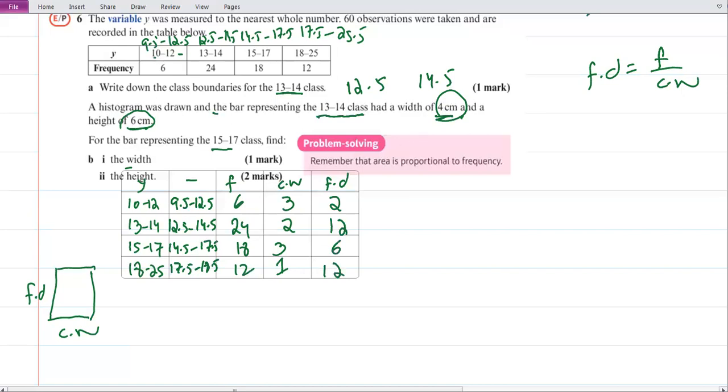But now the amended one for this class from 13 to 14 class. If I take from 13 to 14, what it will be?